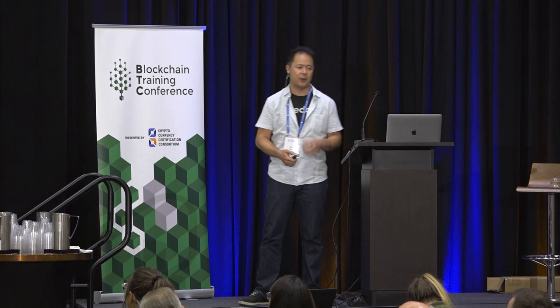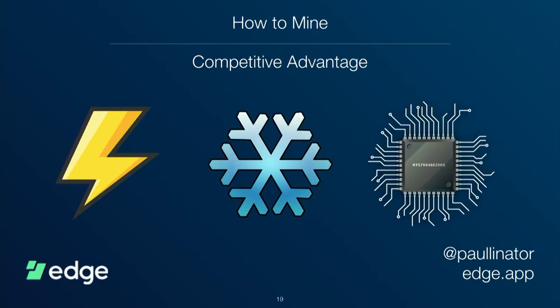So how to be competitive? I think I kind of covered it in the previous slide, so it's a little bit inverted. If you're even remotely thinking of mining, you'll need one of three main competitive advantages. One, access to cheap energy, however way, shape, and form, government subsidy in some cases, whatever. Two, cheap cooling, be somewhere cold.